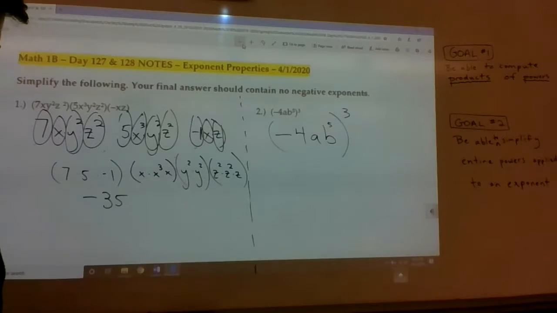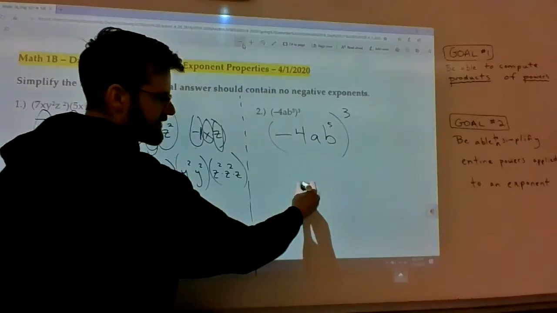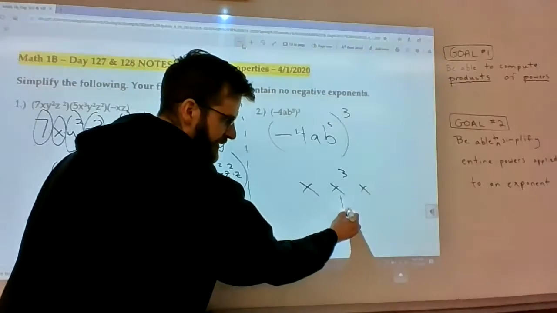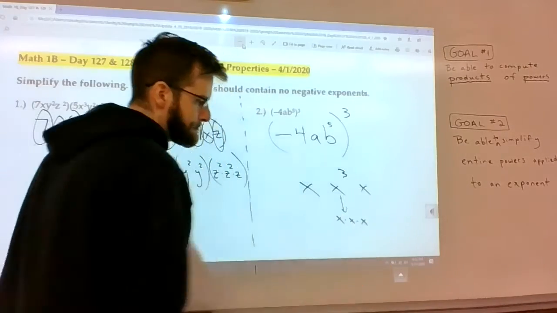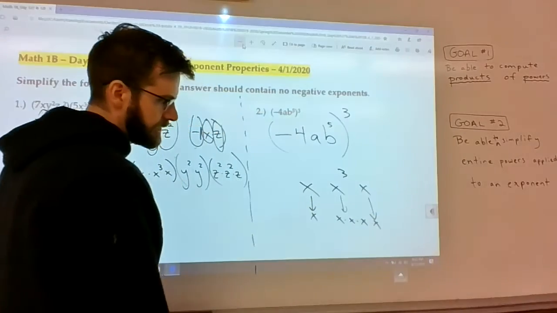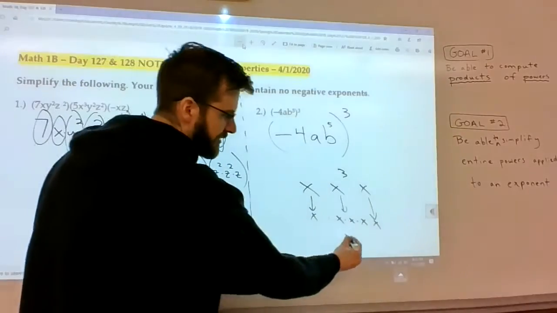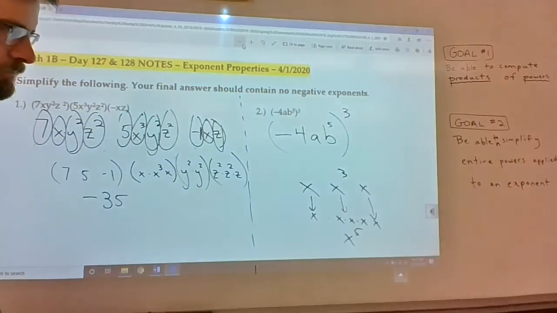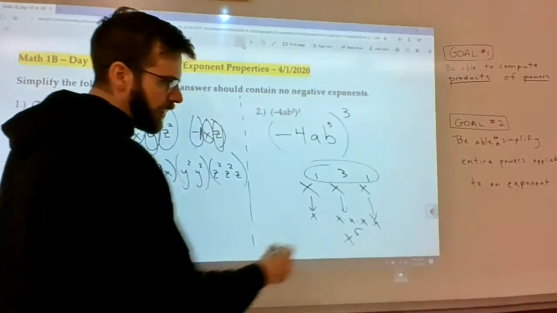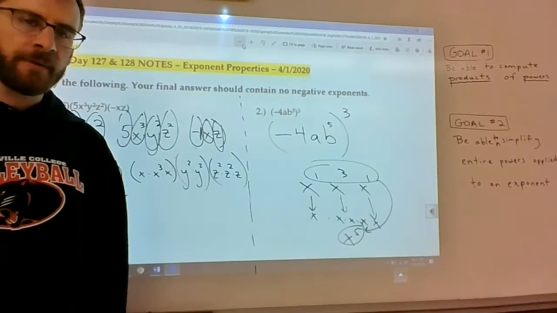The coefficients should be pretty basic as far as how you multiply them. Now the x's can be a little trickier, but I would suggest you think about it like this. Here's x times x cubed times x. X cubed is simply x times itself 3 times. And then we have times x times x. There's 1, 2, 3, 4, 5 x's multiplied by one another. So this is x to the 5th. This is x to the 1, x to the 1. 1 plus 3 plus 1 gives you 5. So all we have to do is add the exponents, and that saves us quite a bit of time.